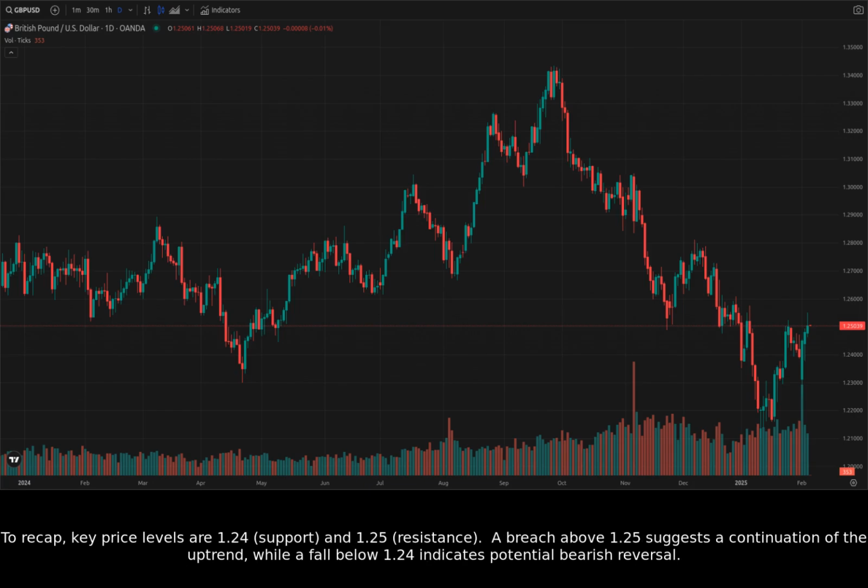To recap, key price levels are 1.24 support and 1.25 resistance. A breach above 1.25 suggests a continuation of the uptrend, while a fall below 1.24 indicates potential bearish reversal.